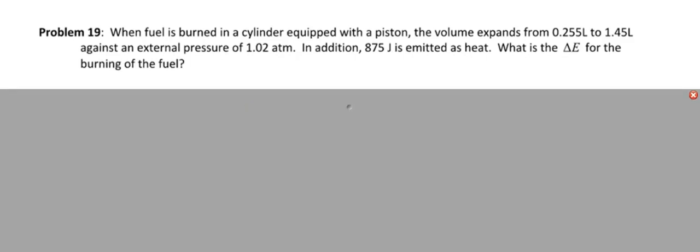So what's happening here? You're asked to solve for the work, but in addition, you have to solve for delta E. So this is a two-part problem. You might need to go back and review how to solve for delta E. So pause this, solve for work, then solve for delta E. When you're done, come back.